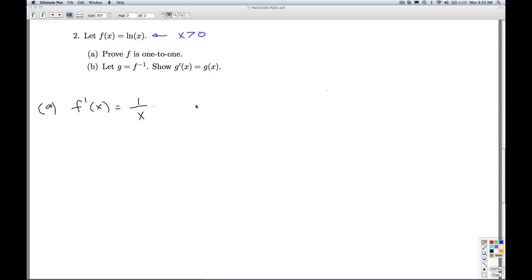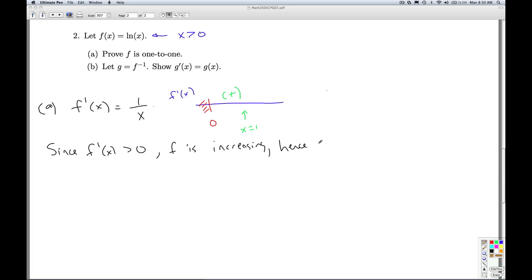All right. Well, we could make a sign diagram. We could go through the formality of this. We know that we don't need to worry about anything less than or equal to 0. But whatever we pick over here, say x equals 1, it's going to be positive. Okay? So since f prime of x is always bigger than 0, f is always increasing, hence 1 to 1.